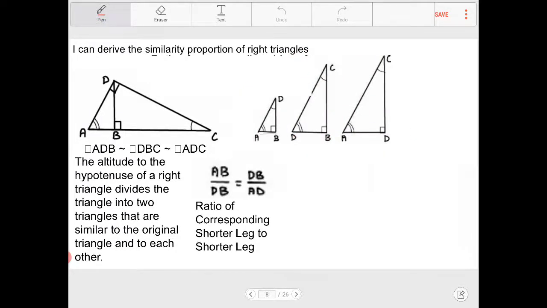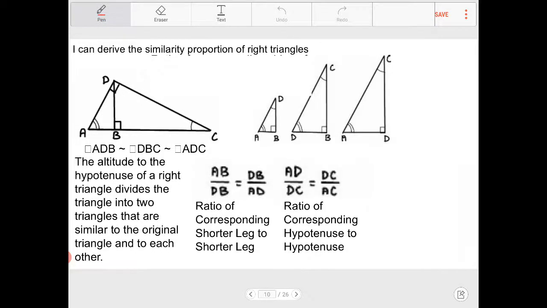So I have AB divided by DB, that's this guy right here. They should be proportional to DB divided by AD, which is this guy right here, right? And I can do this again for finding the proportion between the ratios of corresponding hypotenuse. So I want to take AD and divide it by DC, and that should be equal to DC divided by AC.